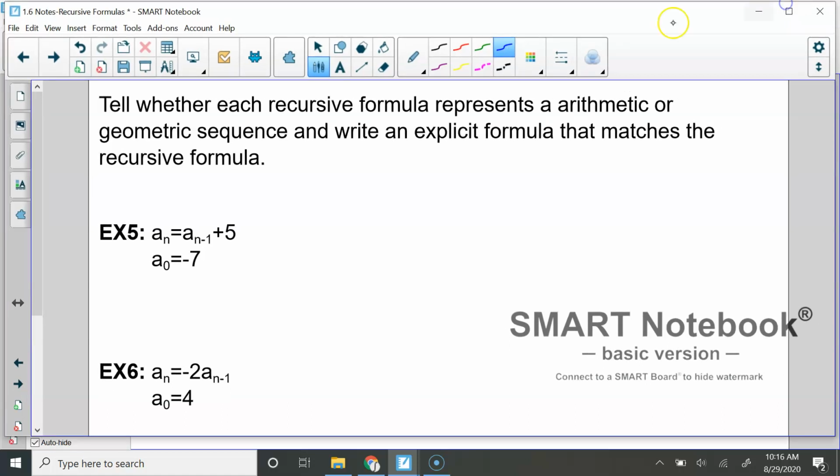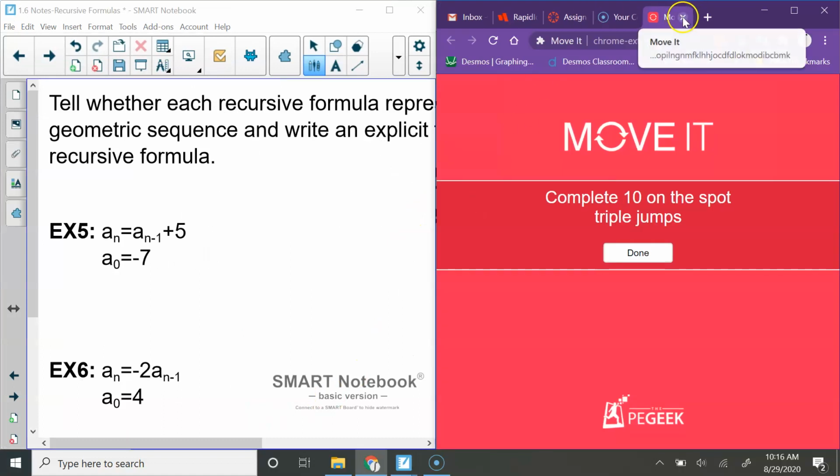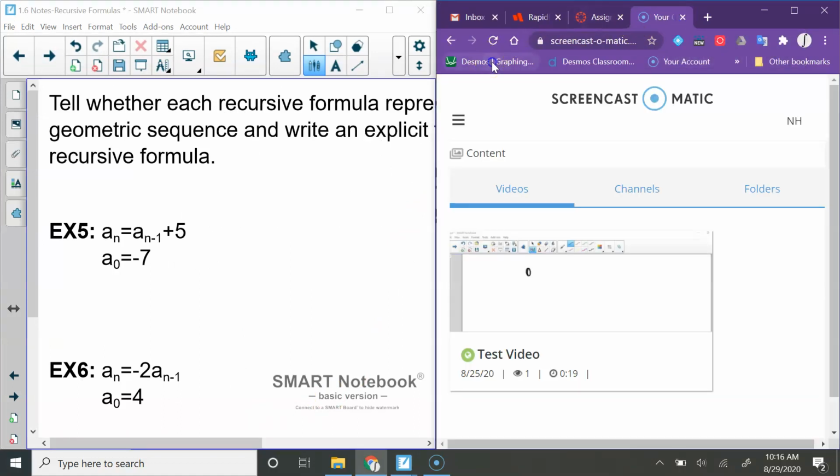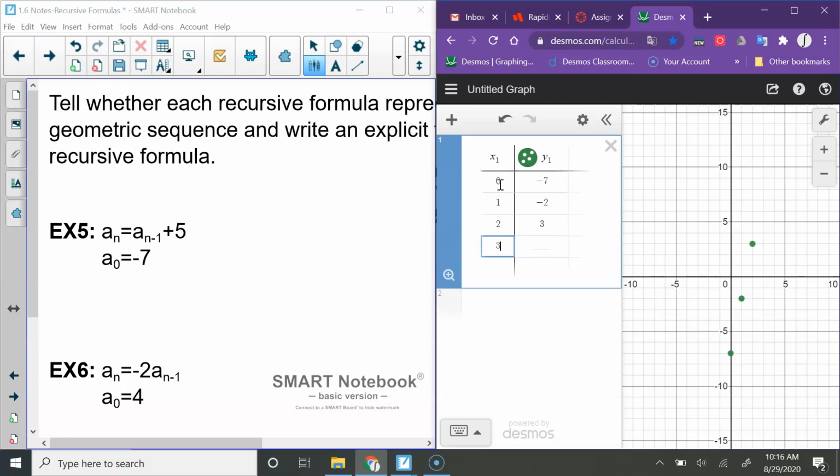In fact, I'm going to pull up Desmos over here. And let's just look at what happens. Let's add a table. And so I would begin with our a sub 0 term would be -7. And then I would have my first term, if I add 5, that'd give me negative 2. And then if I add 5 again, that'd give me 3. And then if I add 5 again, that'd give me 8. So I'm looking at this linear graph right here.